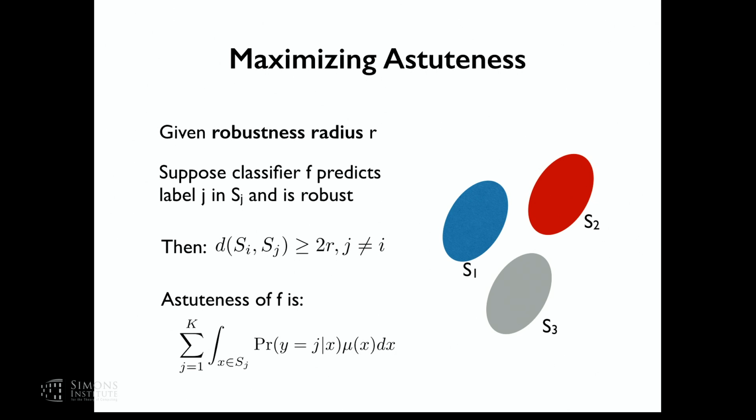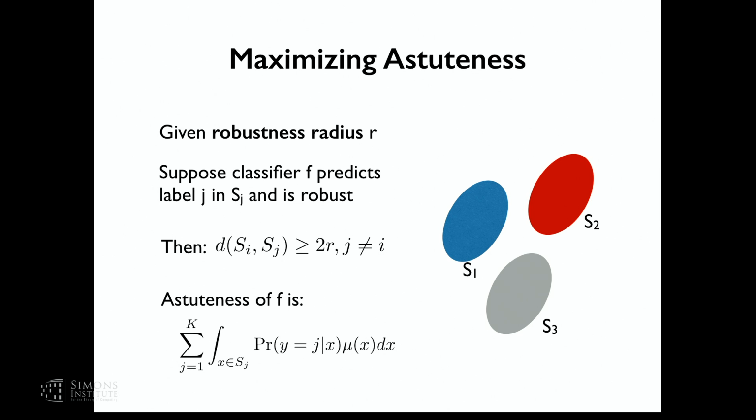Its astuteness is the following. You sum over all labels, j going from 1 to k. You integrate over x in S sub j the probability that the label y is j given x, times mu of x dx. So this is basically the accuracy in the set S sub j, and you sum over all such j.